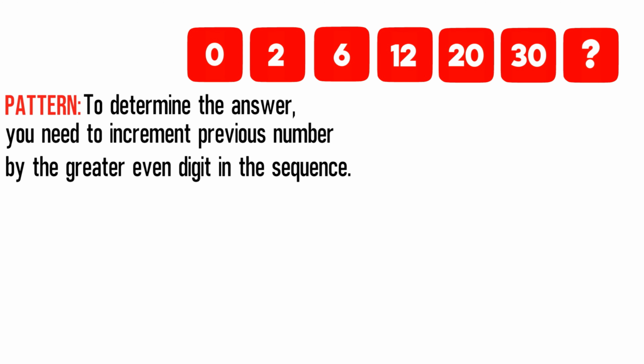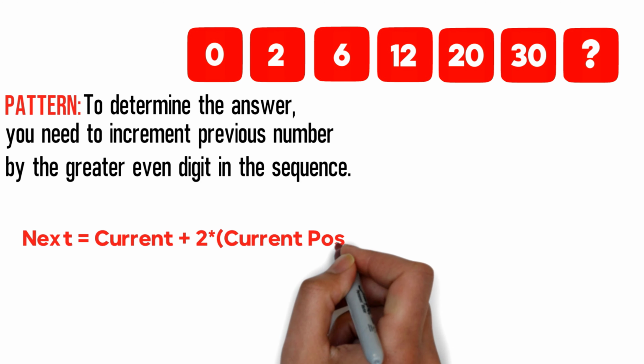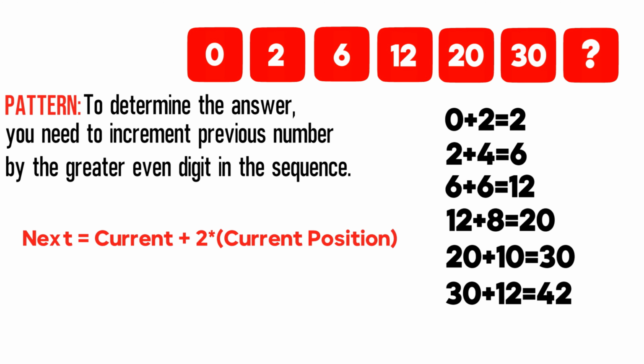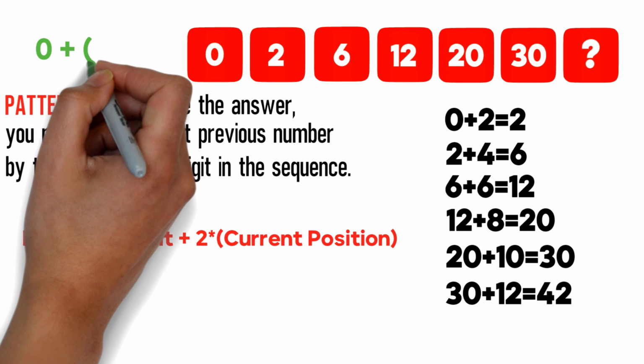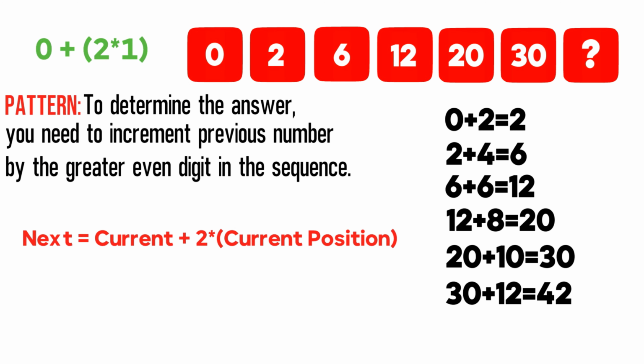And in our case, the formula to determine the next number would be current number plus 2 multiplied by current position. Let's see how it works. For example, let's take the number 0. This is the first number in the sequence. To determine the next number in the sequence, we need to add previous number, which is 0, and then 2 multiplied by 1, because number 0 has the first position in the sequence.